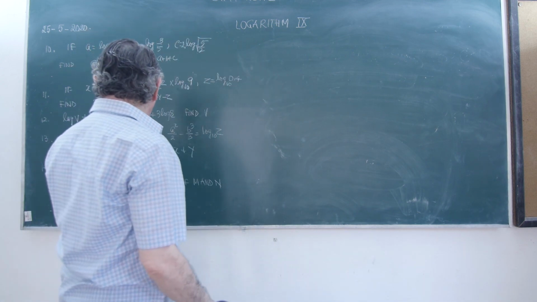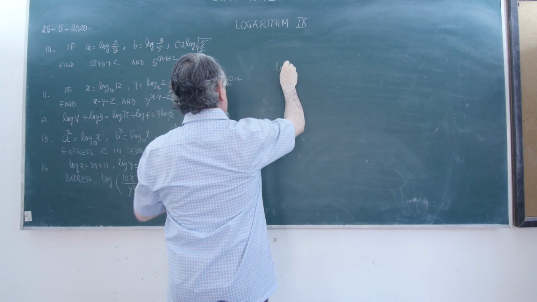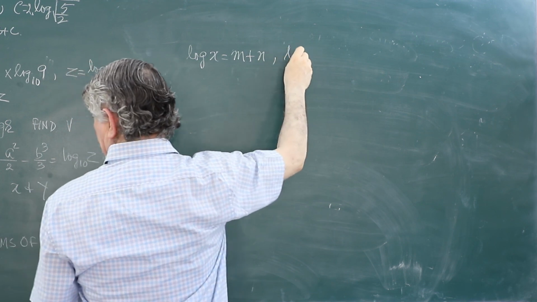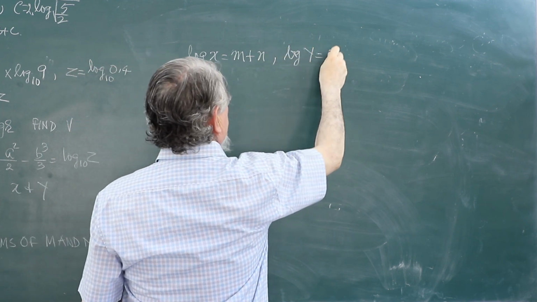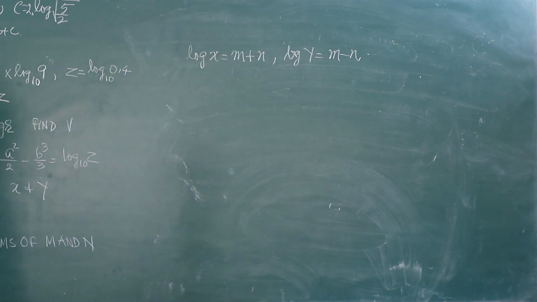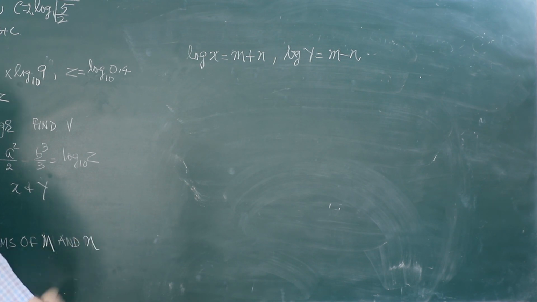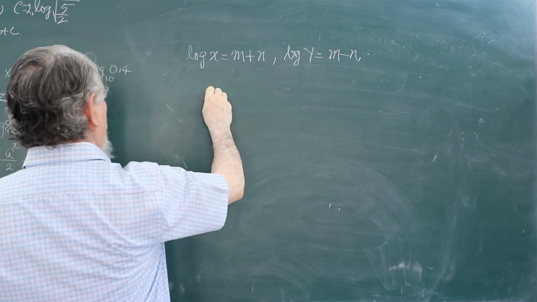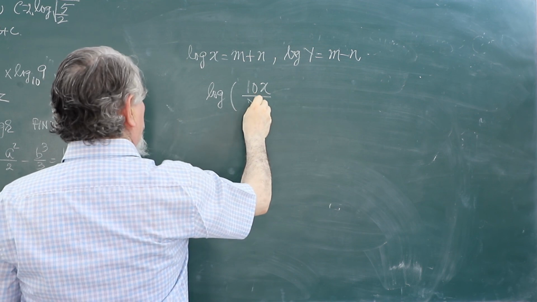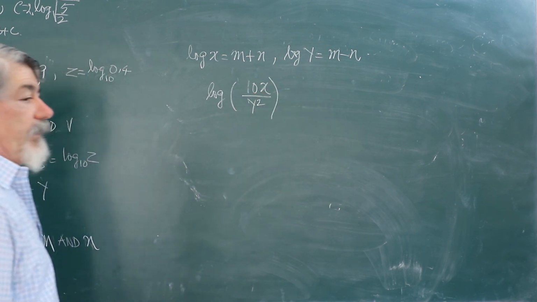In question number 14, I have log x is equal to m plus n and log y is equal to m minus n. Log x is equal to m plus n, log y is equal to m minus n. Express log 10x upon y square in terms of m and n, small m and small n.